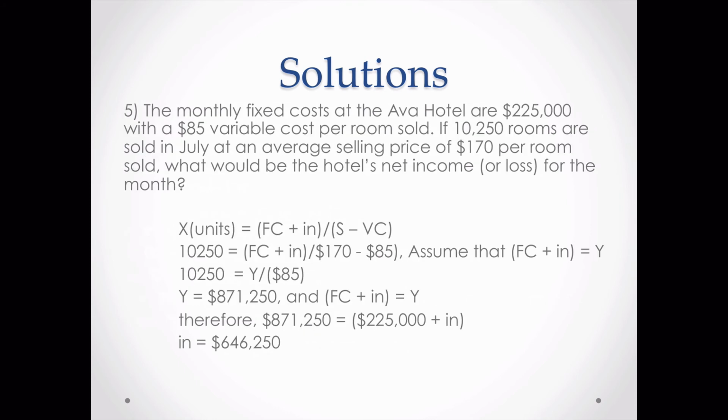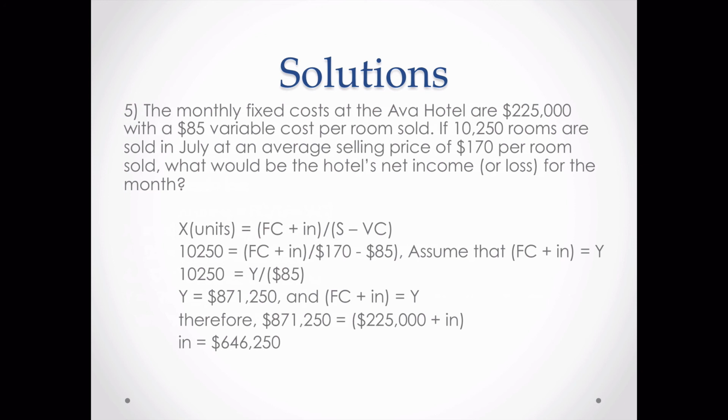Okay, problem 5, we're almost through. On this one, we're actually solving for income again. We're given the units of 10,250, and we're given sales minus variable price of 170 minus 85. Coincidentally, 170 minus 85 is 85 again. So we're going to assume that fixed cost plus income is Y, and we get a simple formula of 10,250 equals Y divided by $85.